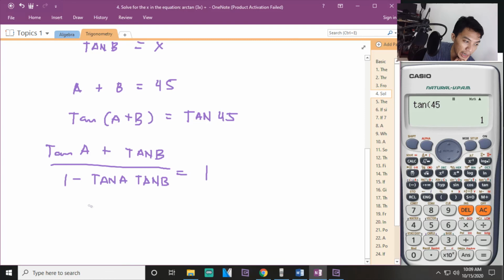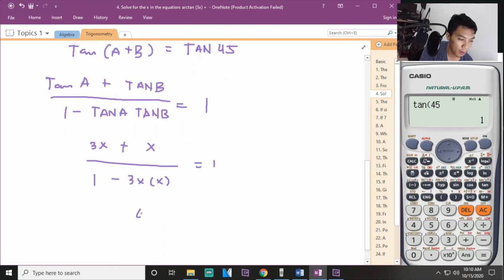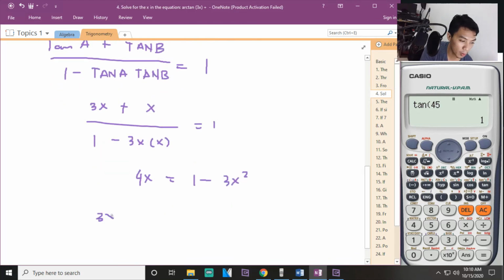So, tan A is 3x. Tan B is x, over 1 plus 3x. No, it's minus actually, so let's erase that. Will be 1 minus 3x times x. And then, simplify. 4x. Let's cross multiply this. 1 minus 3x squared. Now, further simplify: 3x squared plus 4x minus 1 equal to 0.